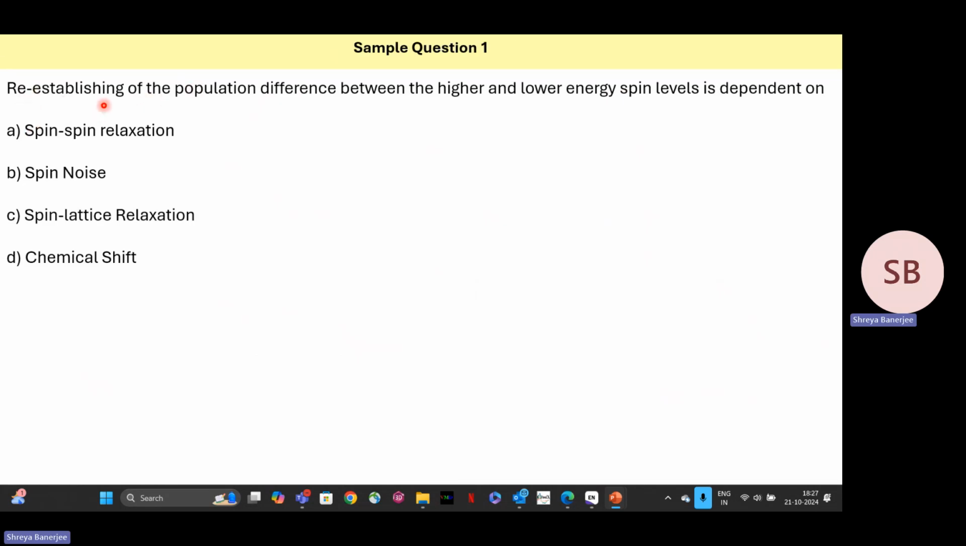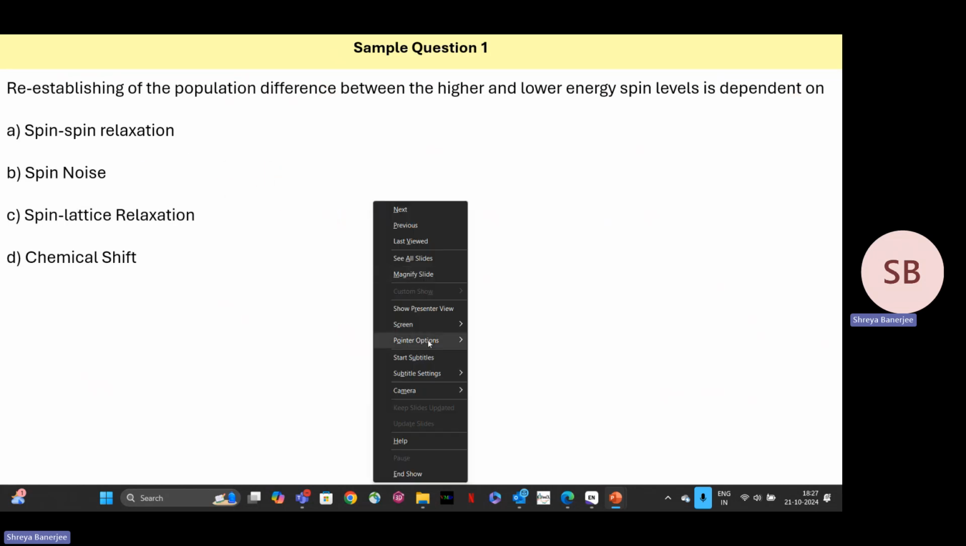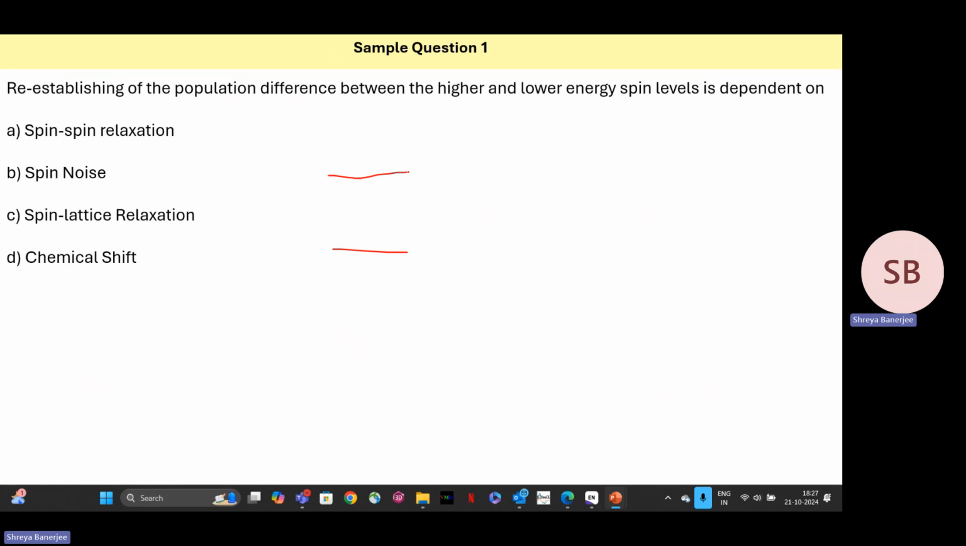One question is, re-establishing the population difference between higher and lower energy spin levels is dependent on what? We know that in NMR spectroscopy, you will have two levels, alpha and beta. And when you apply an RF pulse, the population changes due to excitation from alpha to beta. But after the RF pulse is stopped, the population difference again goes back to the equilibrium. And how does this happen? So that is the question. So the answer is that this happens through spin lattice relaxation.